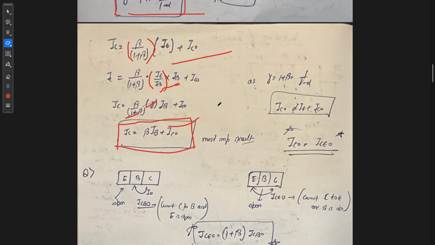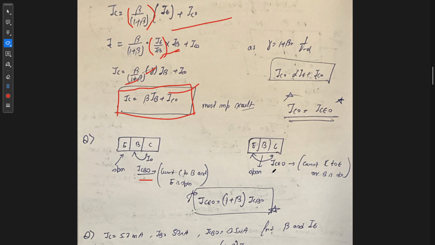Now we will understand what ICBO and ICEO are. ICBO is the current from collector to base when the emitter is open, and ICEO is the current from collector to emitter when the base is open. So the relation between ICEO and ICBO is this: ICEO is equal to (1 plus beta) times ICBO.